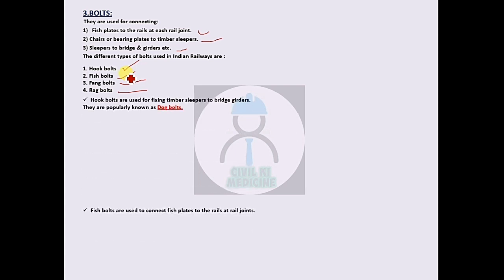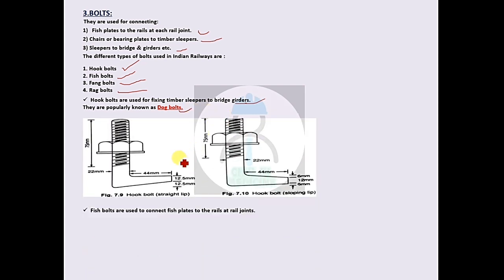So first one is hook bolts. Hook bolts are used for fixing timber sleeper to bridge girder. They are also properly known as dog bolts. This is the diagram of the hook bolt or dog bolt, because this looks like the leg of a dog. So it is also called dog bolt.